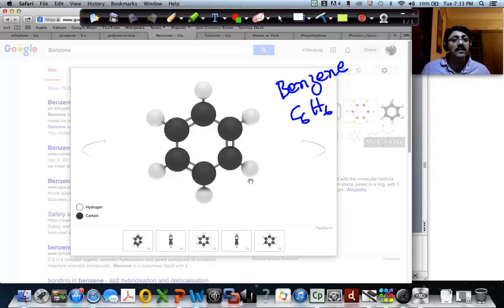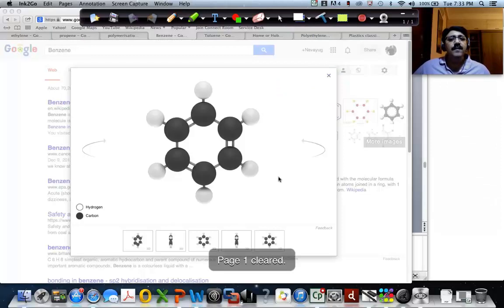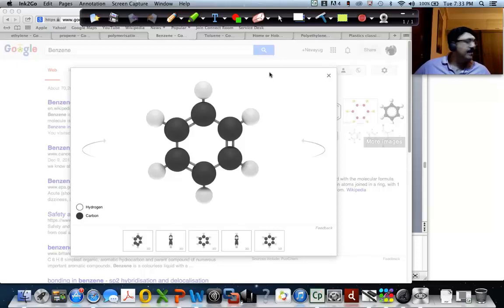It looks like a snowflake. That's true. So the student is saying it looks like a snowflake because it has a hexagonal shape. The chemical formula of benzene is C6H6. That's what benzene is.